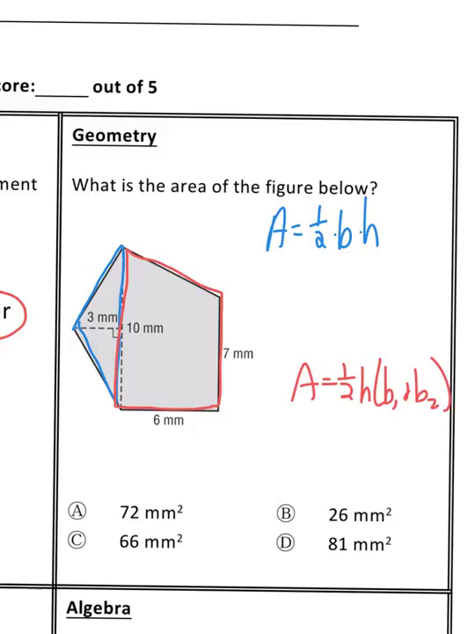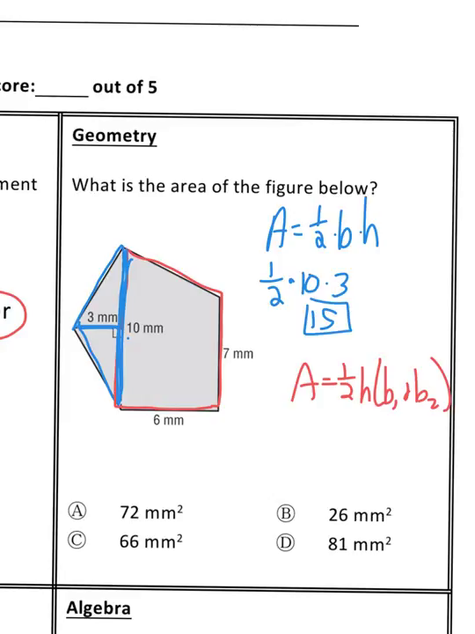Alright, so let's start with a triangle. So it's half times the base, which is this one here, 10. And the height is going to be this, which is 3. And half times 10 times 3 is 15. So my triangle area is 15.